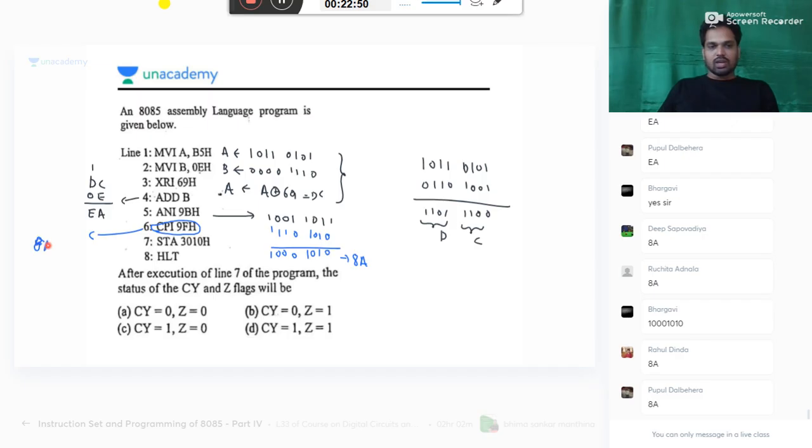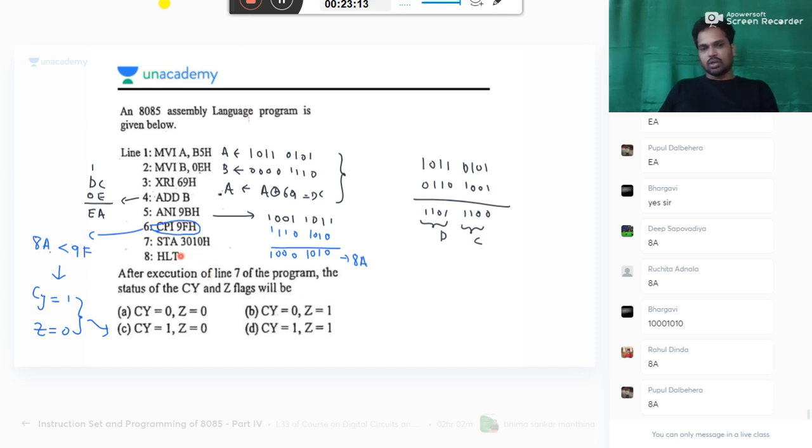8A, that is your accumulator is less than 9F. Because of this reason, carry flag will be 1, zero flag equal to 0. This we have discussed yesterday. That's all. When the accumulator is less than the new value, then you get carry equal to 1 and zero flag will be equal to 0.